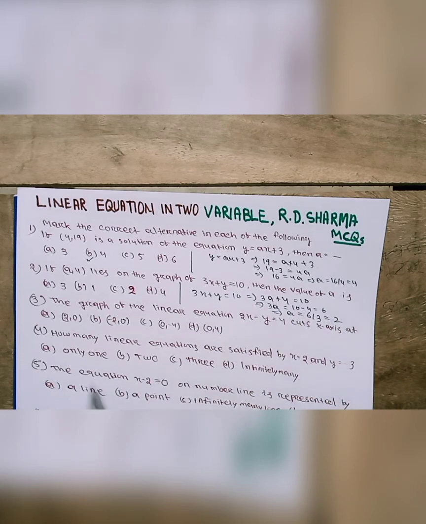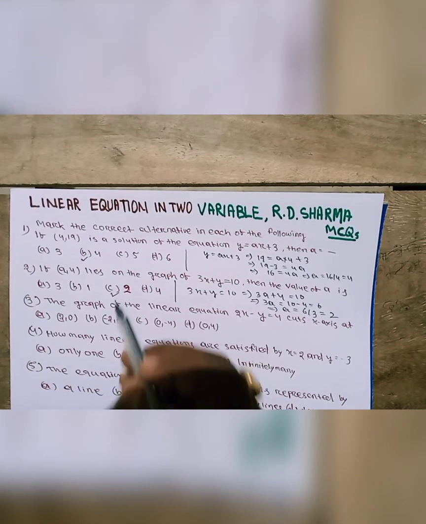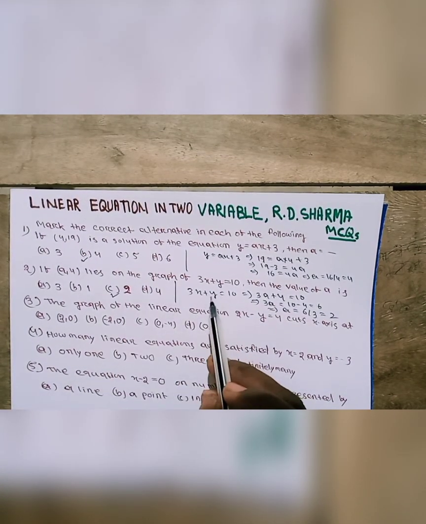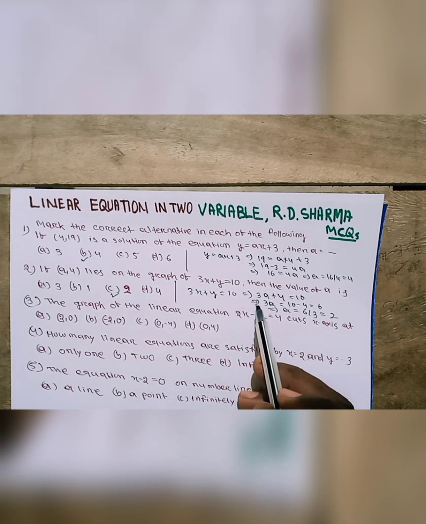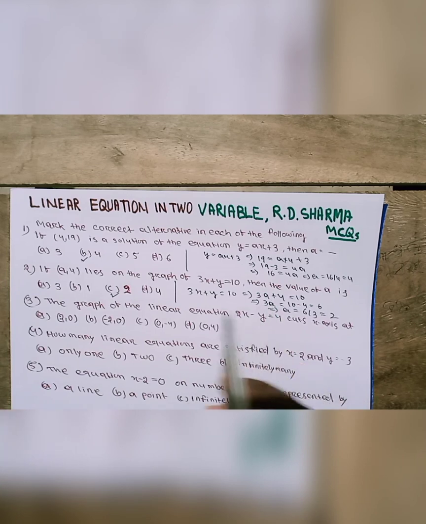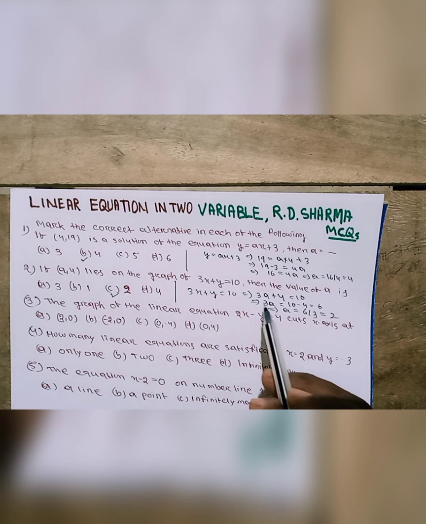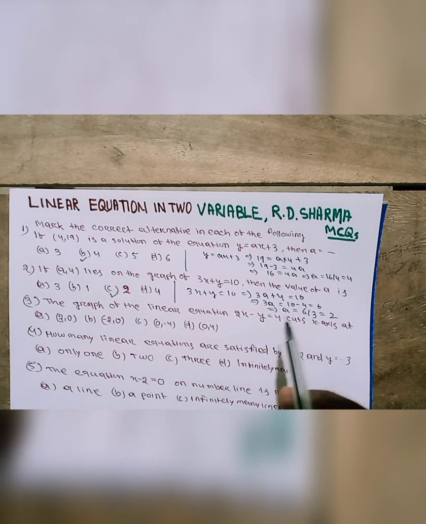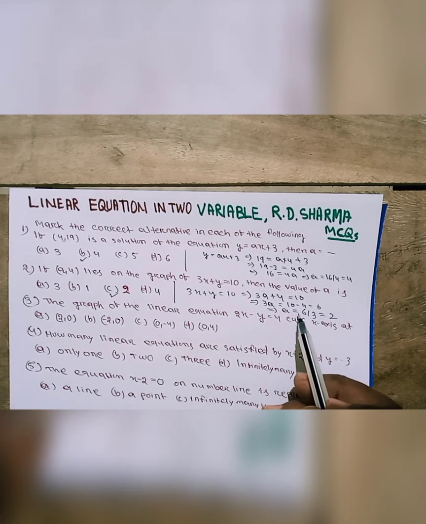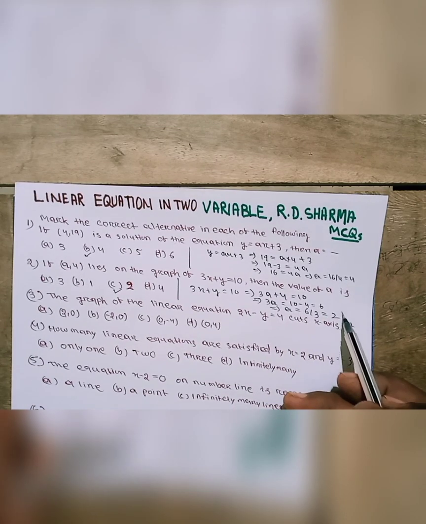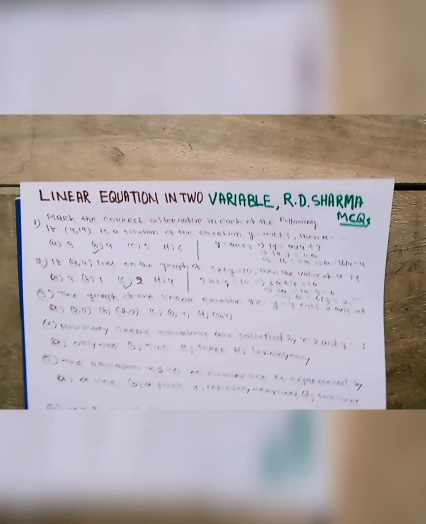Second question. If (a, 4) lies on the graph of the equation 3x + y = 10, then the value of a is dash. So option C is right. The given equation is 3x + y = 10. Now in place of x put a, in place of y put 4. So 3a + 4 = 10. 3a = 10 minus 4 = 6, which implies that a = 6 by 3 = 2. Option C is right.